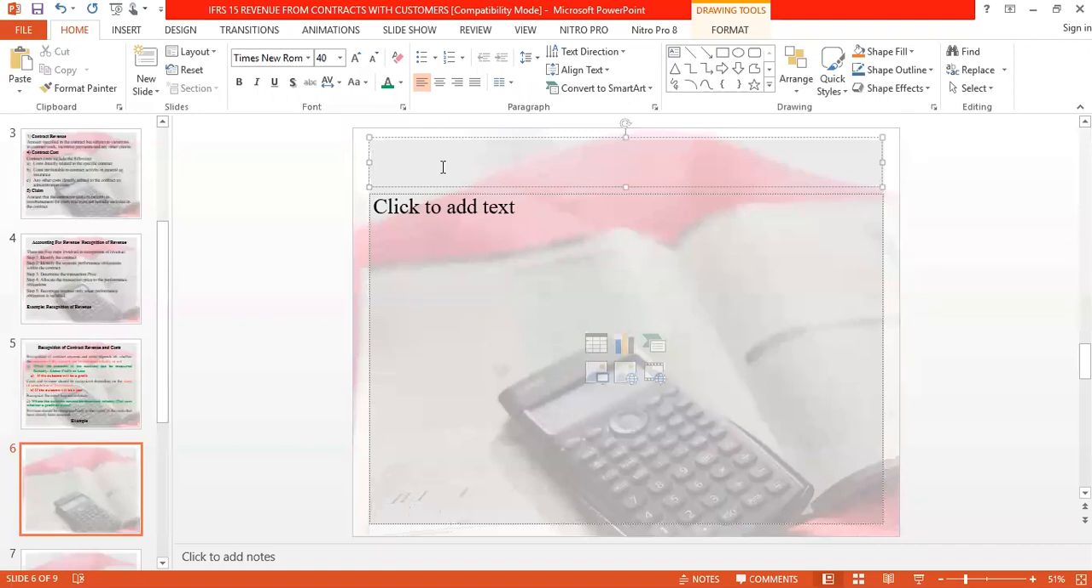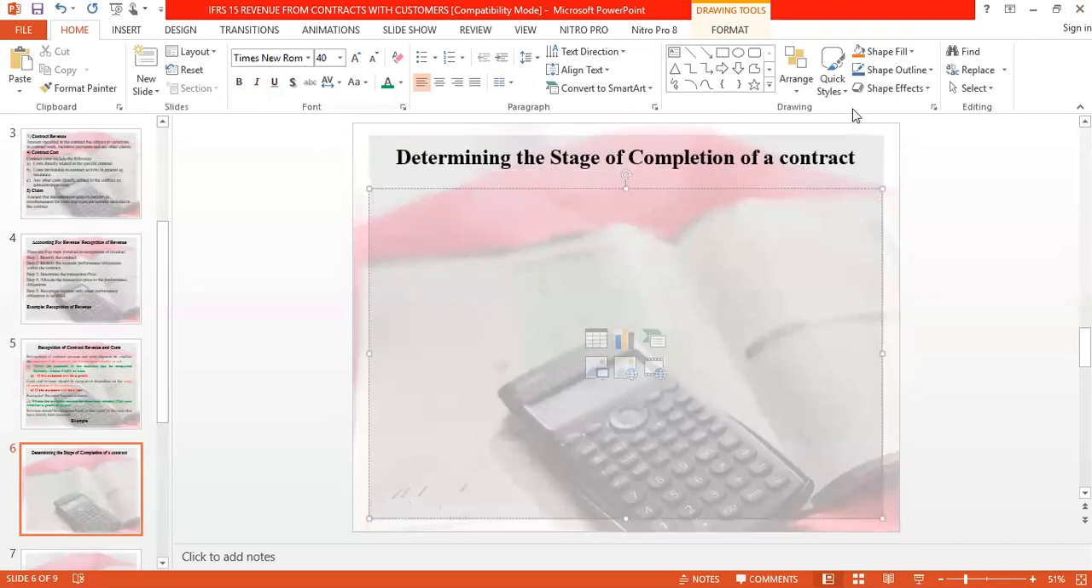So the last subtopic in this, I want us to cover determining the stage of completion of a contract. Please, this is also very important, because the examiner sometimes does not give you the 60%. So how do we get the 60%?